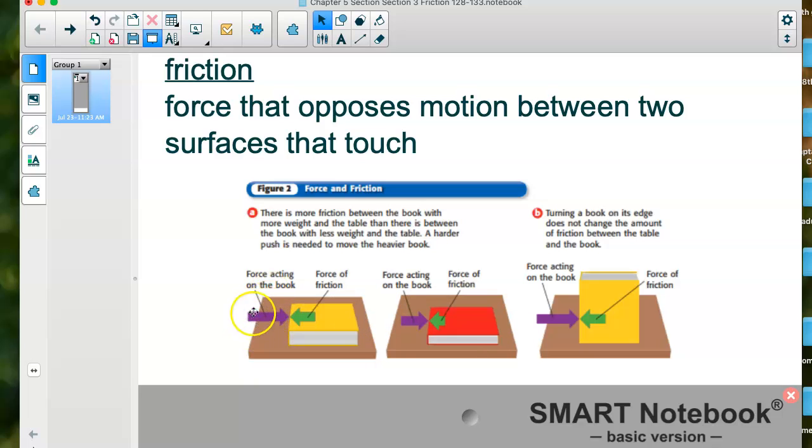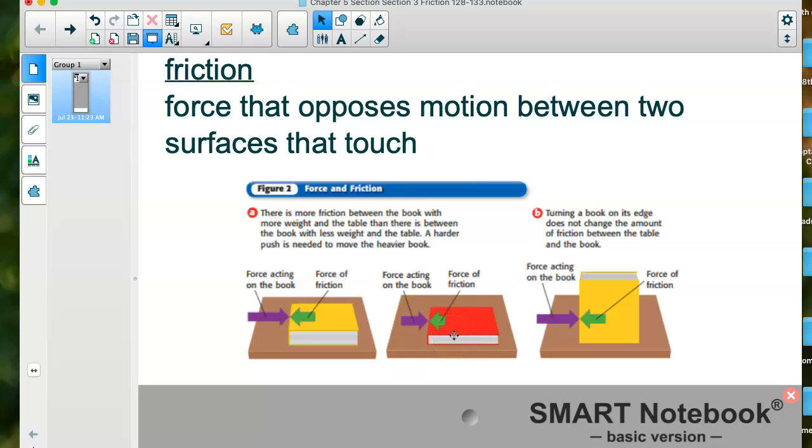And there's some type of a force, maybe somebody's moving the book or trying to push it. You can see the purple arrow here is going to overtake the yellow one, right? In this case, the force acting on the book is bigger, the arrow is bigger than the force of the friction, so obviously you're going to be able to pick up the book. There's more friction between the book with more weight and the table than there would be between the smaller book and the table. So you're going to need a harder push, a harder amount of force, to move the yellow book than you would the red book.